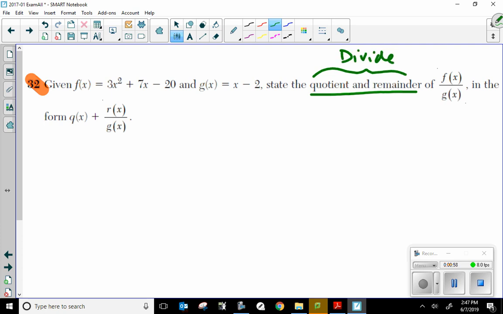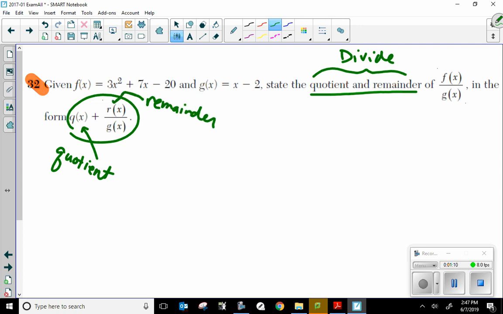All right. Second of all, don't freak out over this. This just means quotient. When you divide, you need a quotient. That's your answer. This means remainder. And our remainder always goes over what we were dividing in, which happens to be g of x, which is x minus 2. So just divide and write it like you normally would.